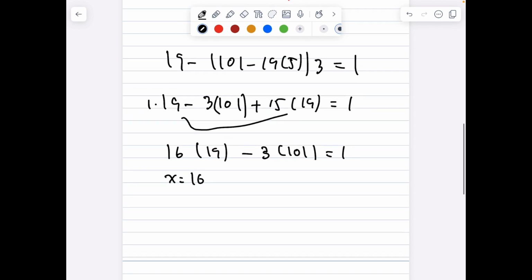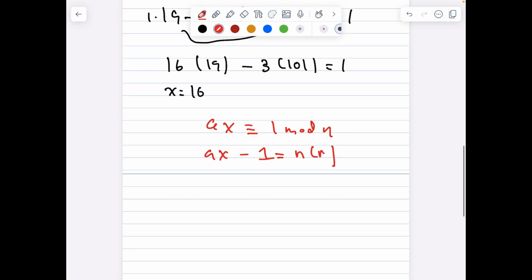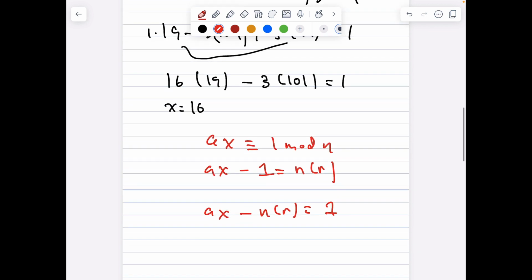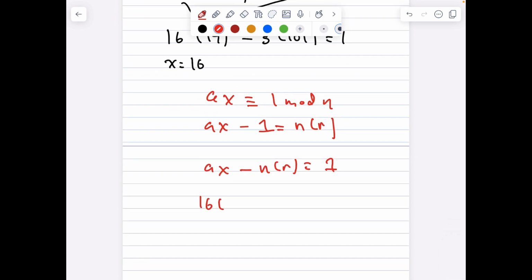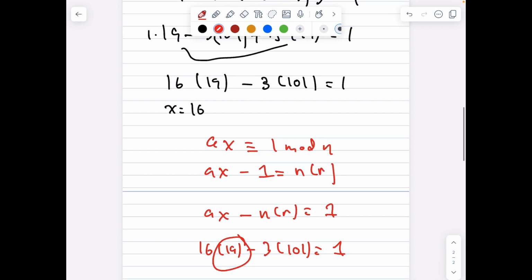Now why is that? Because if you look at that equation, ax congruent to 1 mod n, this is true if ax minus 1 equals n times some integer r, or in other words, ax minus n times r is equal to 1. So that's essentially what we have when we say 16 times 19 minus 3 times 101 equals 1. So the x that you're looking for has to be 19. Okay. Oh, I'm sorry, not 19, 16, excuse me. Wrong circle there. So it's 16. Okay.